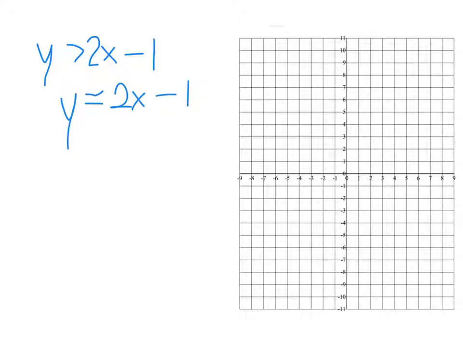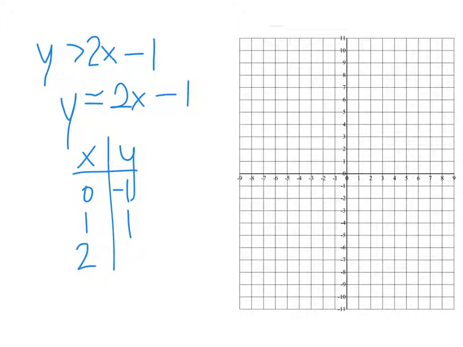So now I'm going to graph this like we've done dozens of times before. When x is 0, y is negative 1. When x is 1, y is going to be 1 also. When x is 2, y is going to be 3. I know that because I'm in slope intercept form and I go up 2 every time I go over 1. Or you can just plug it in and see. So there are my 3 points.